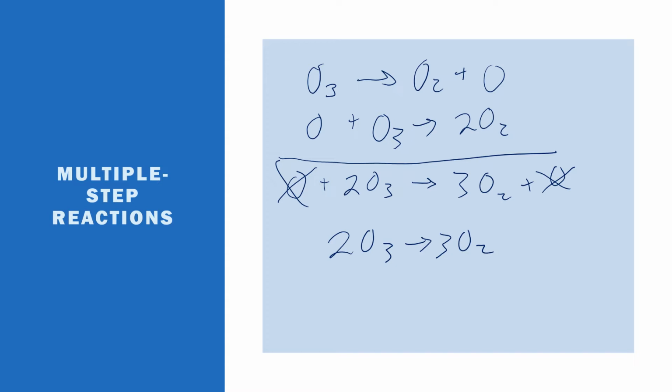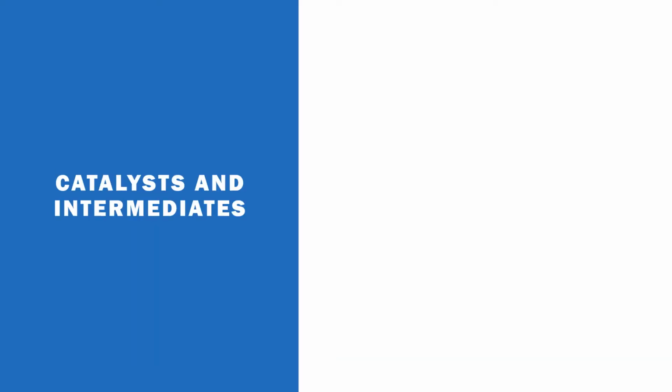The lone oxygen atom is an intermediate because it is a product of the first step that becomes a reactant in the second step, and it is not present in the overall reaction. So make sure that you're able to identify intermediates. Let's look at another multi-step reaction.